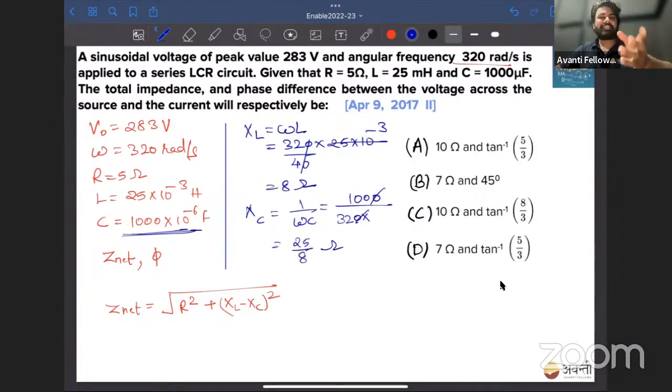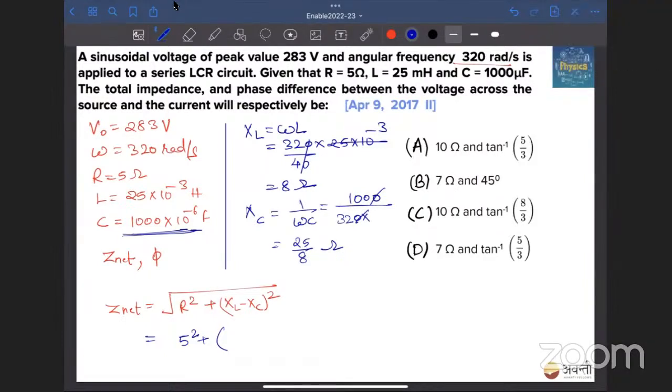So we got XL, we got XC. Now we can calculate the impedance. So R square, 5 square plus, I'll just switch off the video so that you can see the full question. So 5 square plus XL. What is XL? Not the size of the shirt. XL is inductive reactance, which is 8 ohms. 8 minus 25 by 8, whole square, under root.